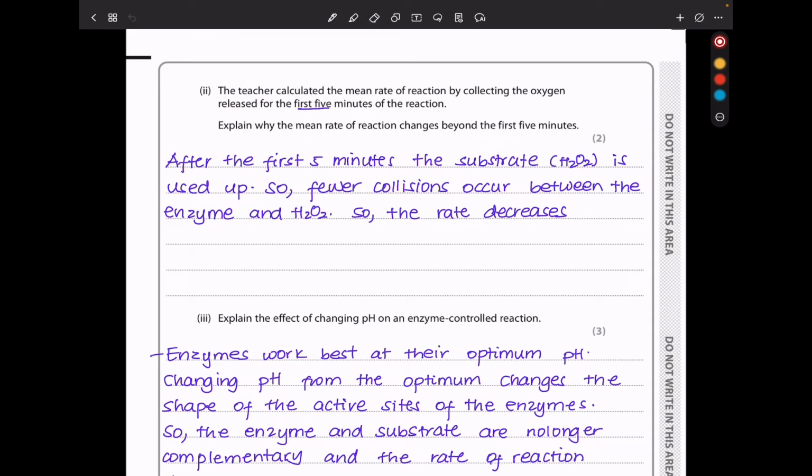Next, they say the teacher calculated the mean rate of reaction by collecting the oxygen released for the first 5 minutes of the reaction. Explain why the mean rate of reaction changes beyond the first 5 minutes. The teacher only collected for the first 5 minutes because the initial rate is going to be the highest rate. However, as the reaction proceeds, more hydrogen peroxide is going to be broken down and the rate is going to slow down. So I said after the first 5 minutes, the substrate, which is hydrogen peroxide, is used up. So fewer collisions or no collisions occur between the enzyme and the hydrogen peroxide, and the rate is going to be lower.